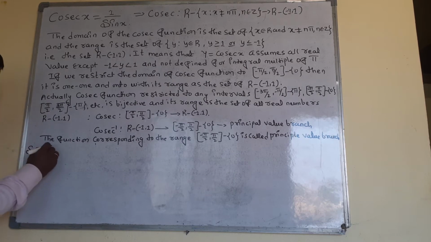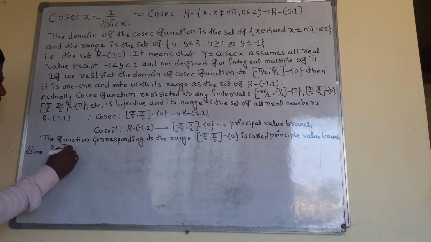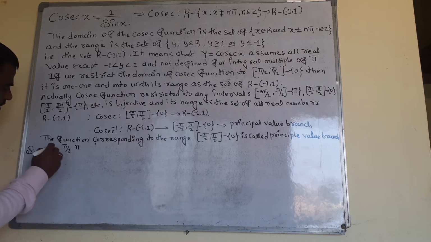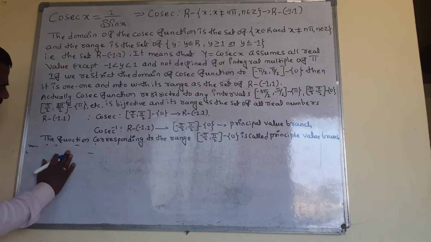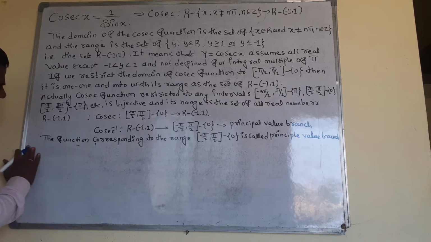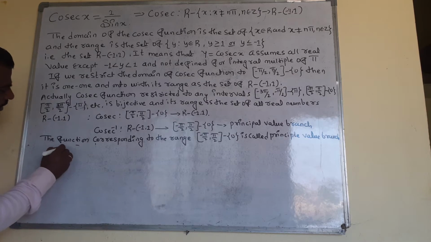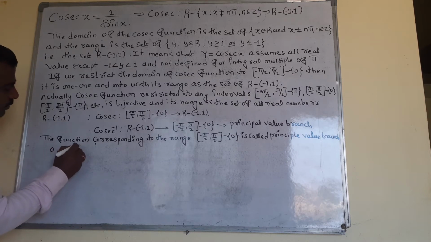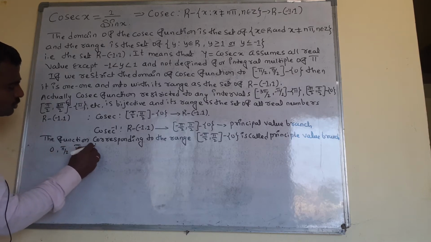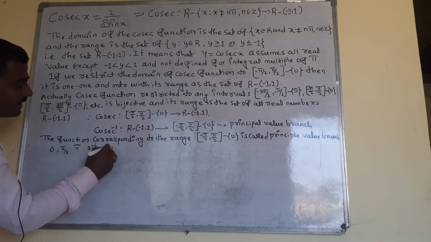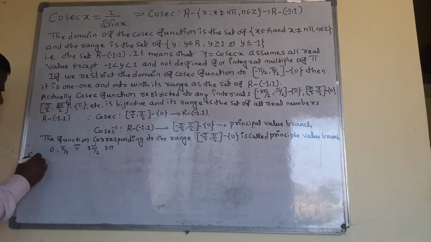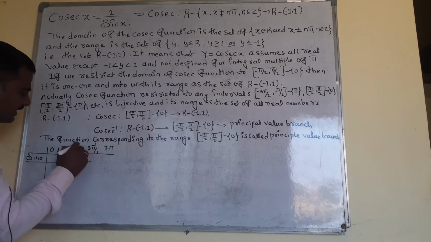sin theta. So 0, pi by 2, pi, right? So here, that expression, how to take the values, you can observe clearly. So we take 0, pi by 2 which is 90, pi which is 180, next 3 pi by 2 which is 270, and 2 pi is there. So this is sin theta, right?